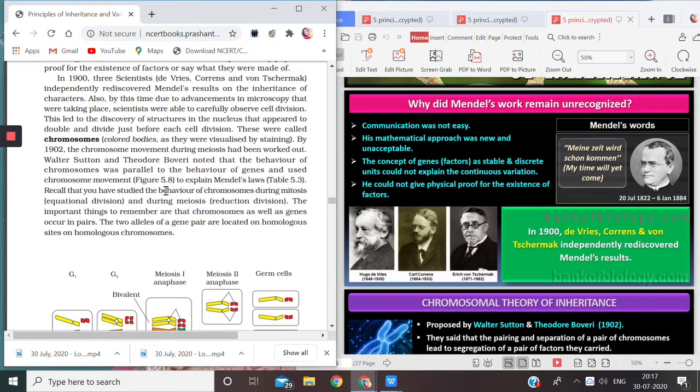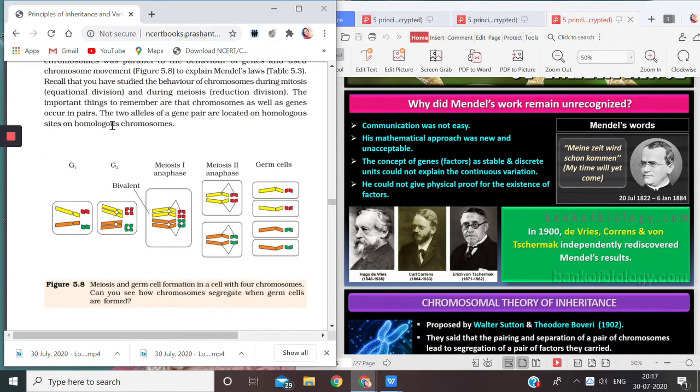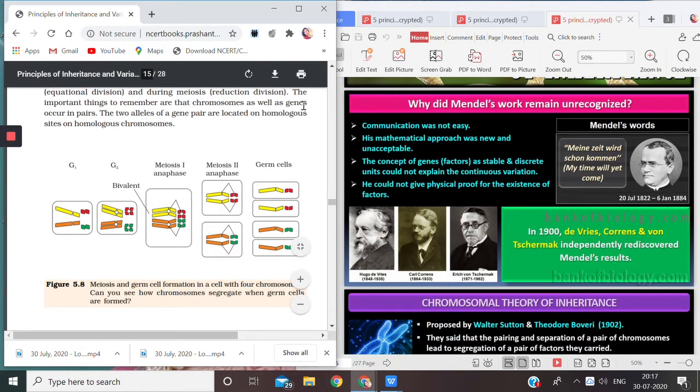Recall that you have studied the behavior of chromosomes during mitosis, during equational division, and during meiosis, during reductional division. The important things to remember are that chromosomes as well as genes occur in pairs. Why are they parallel to each other? Because both of them occur in pairs. Chromosomes also occur in pairs, genes also occur in pairs. So the two alleles of a gene pair are located on homologous sites on the homologous chromosomes.